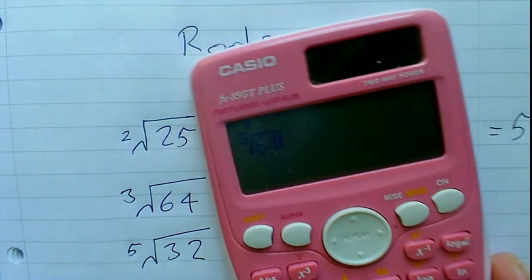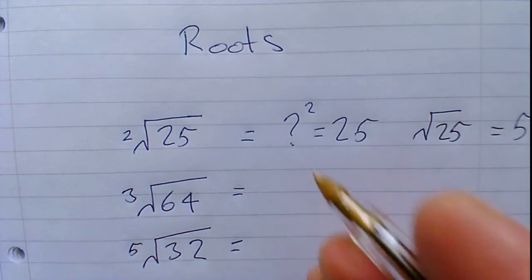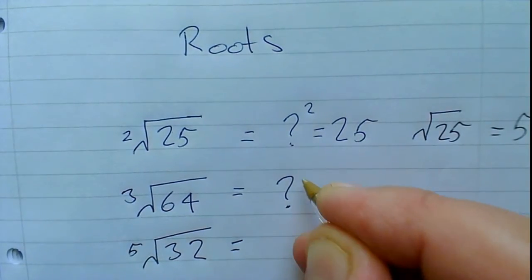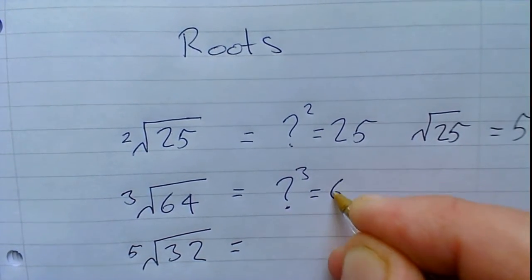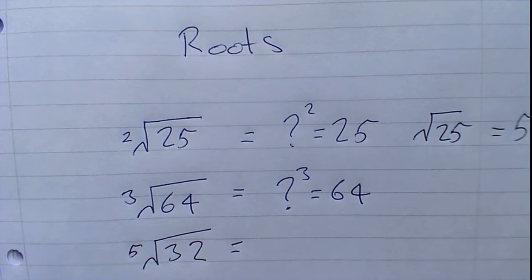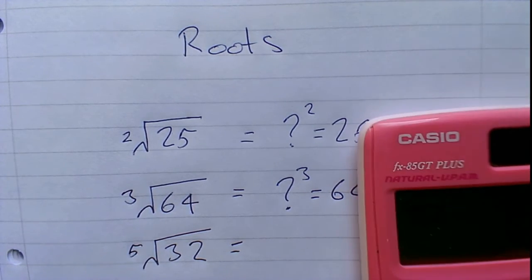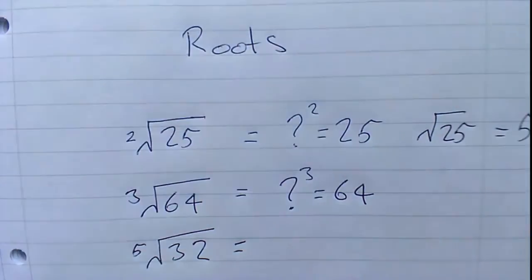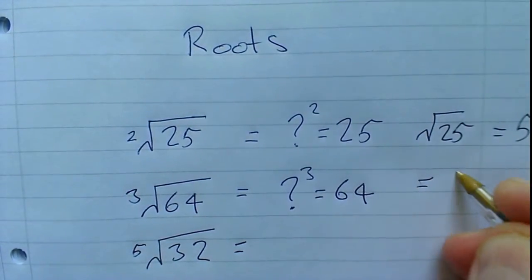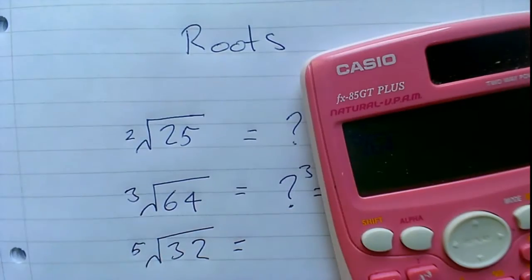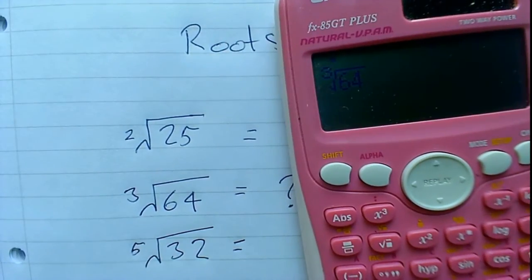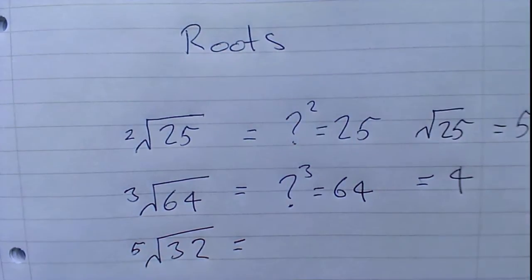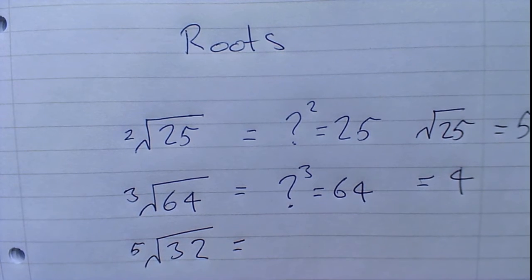What this means, of course, the cube root of 64, is just answering the question, what cubed is 64? What number, when we multiply by itself 3 times, do we get 64? We'll press equals, and we've got 4. 4 would be the number. 4 cubed is 64.